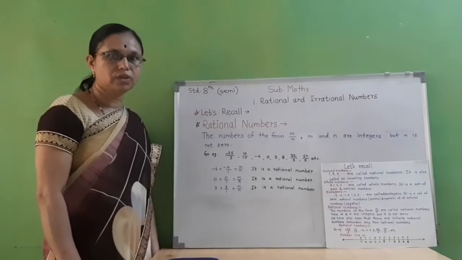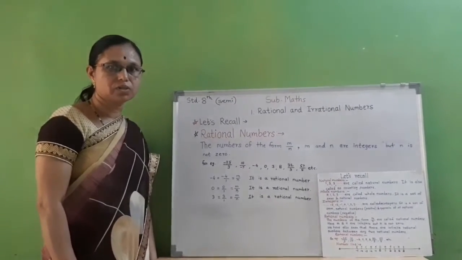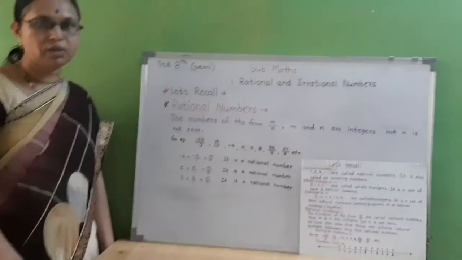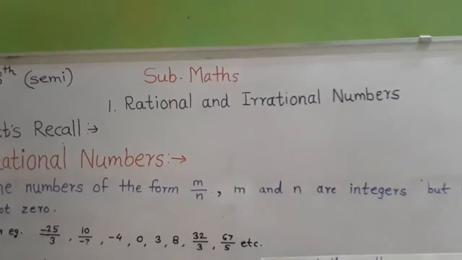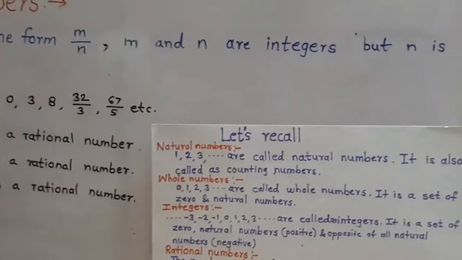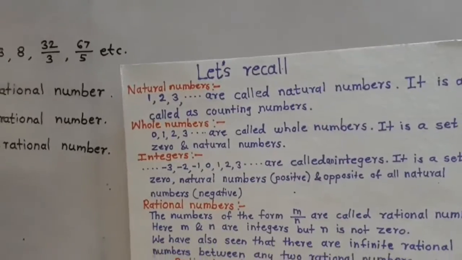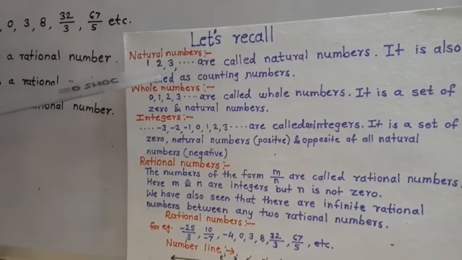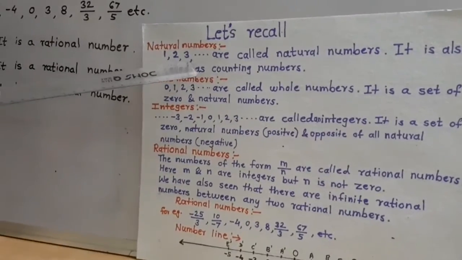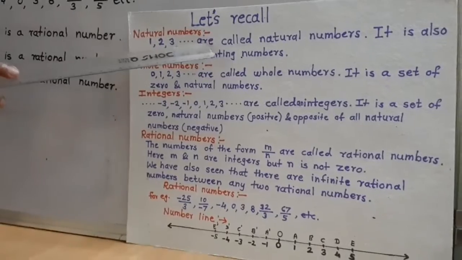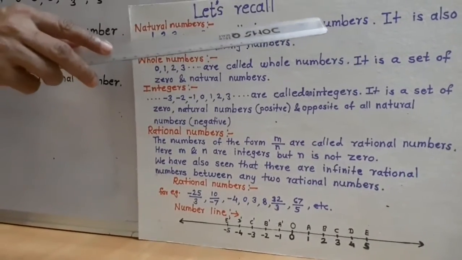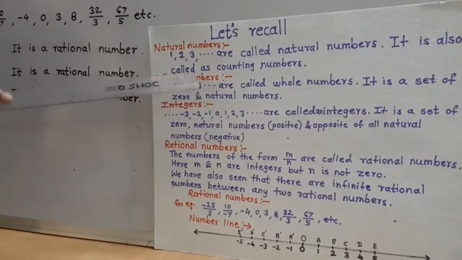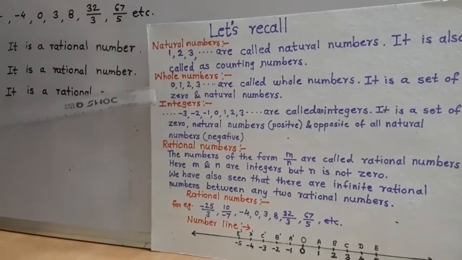Students, today we are going to study chapter first, rational and irrational numbers. In previous standard, we have already learned natural numbers, whole numbers, integers and rational numbers. First, natural numbers 1, 2, 3, dash dash are called natural numbers. It is also called as counting numbers.